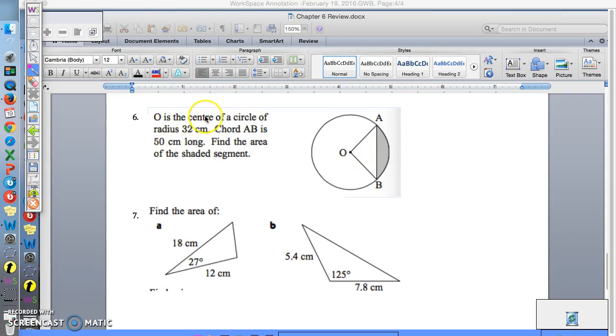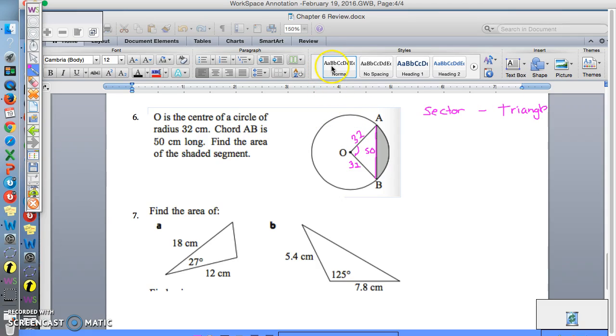So on the back page here, we're going to take a look at what we need to find. O is the center of the circle. The radius is 32, so we could write 32 on each of these. Chord AB, which is this part, is 50. And we have to find the area of the shaded segment. So we have to find that sector area, and we have to subtract the triangle area. So for both of these, we need to find this angle right here.